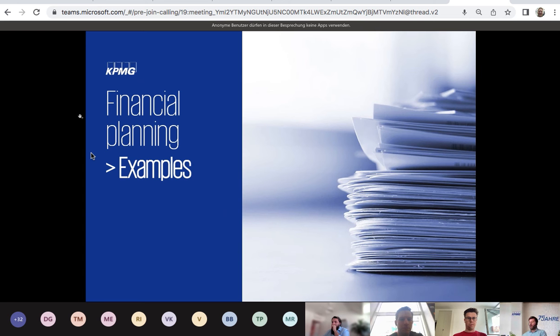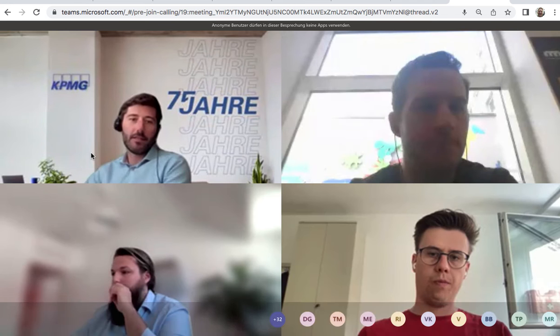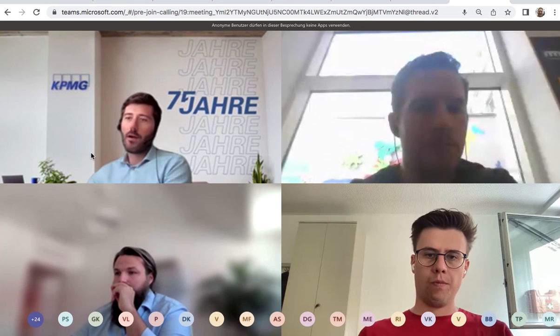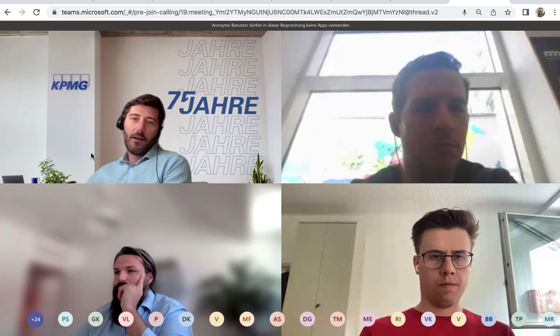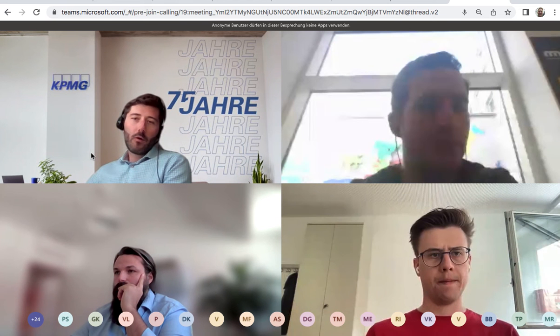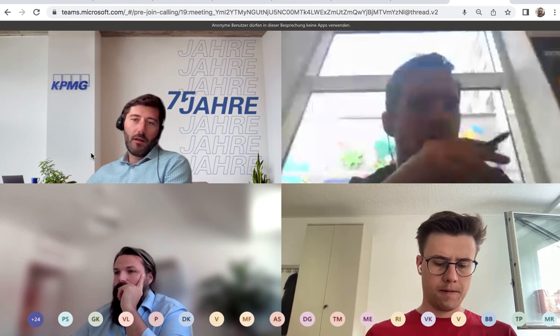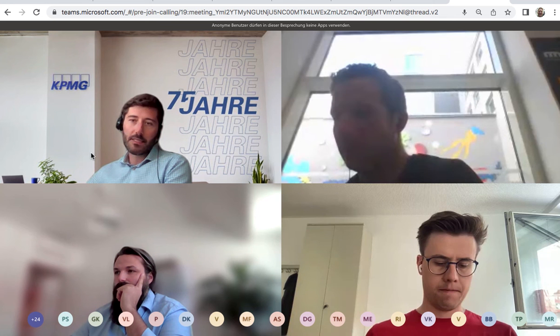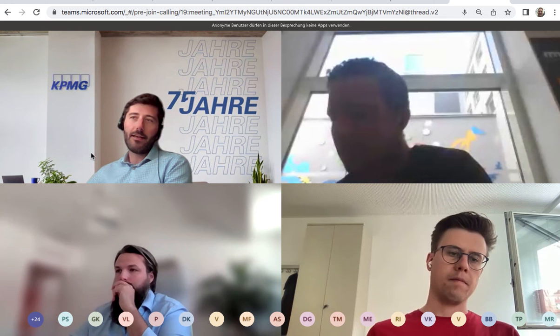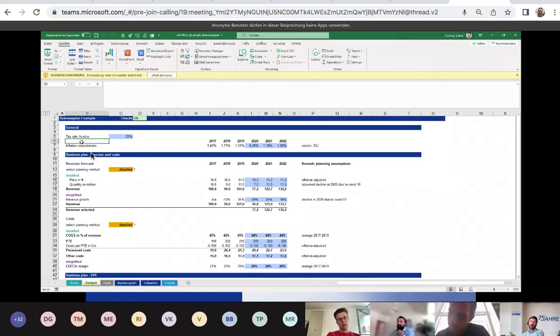Okay, so I'll show you now the Excel model. It's just a quite simplified financial model. You will be required to build a financial model for the case study for your business plan, but it does not have to look exactly like this one. It's just to give you an example of how it could look like.